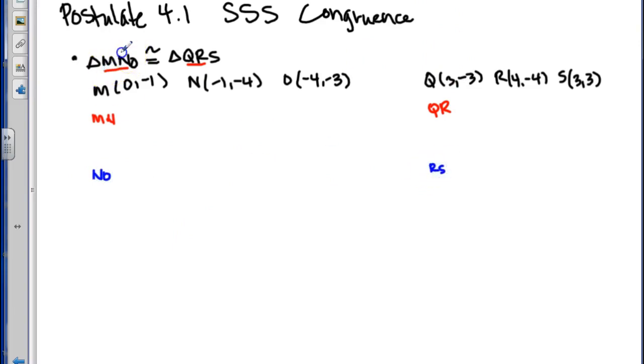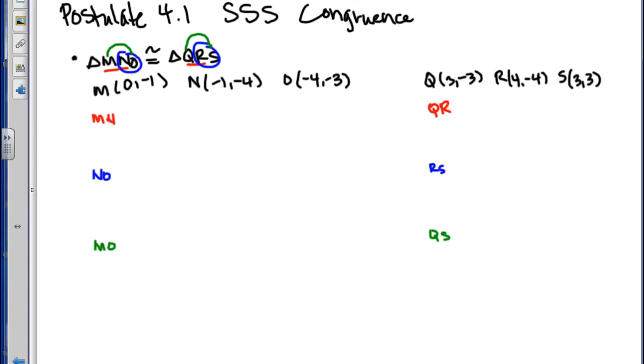All right, so then we've got these guys right here. Then we want to compare MO to QS. This is very important because if you don't do these in order, you could get that they're not congruent when they really are. So we want to do it just like it's written: MN to QR, NO to RS, MO to QS. Those are our comparisons.